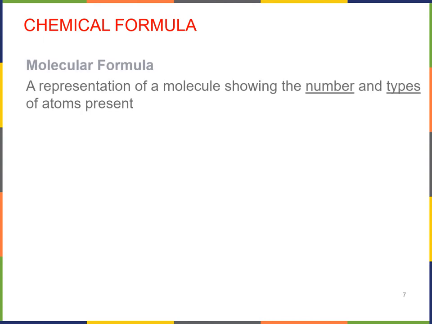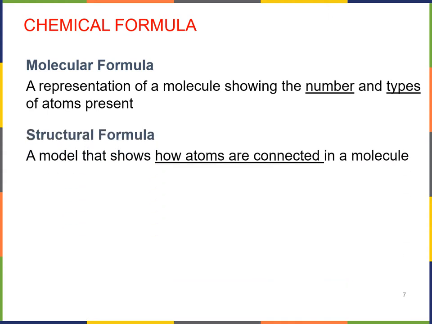Now I just used this word formula. A chemical formula is a way of representing a compound, and there are many different types of chemical formulas. We can talk about a molecular formula. A molecular formula is a representation of a molecule that shows the number and types of atoms present. Those are the formulas that we've looked at on the previous slide, things like H2O, C6H12O6, CaCl2. In CaCl2, you have Ca, which represents calcium, one unit of calcium, and Cl2, which represents chlorine, two units of chlorine.